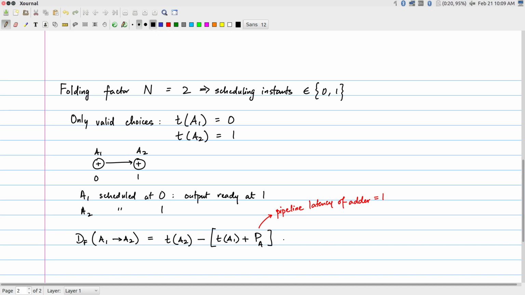And in addition, if there were actual delay tokens present on the edge between A1 to A2, then it gives me extra time. In other words, A2 is now dependent on one iteration earlier or two iterations earlier, or in general W iterations earlier output produced by A1. If A1 produces its first output at T of A1 plus PA, it would have produced the previous output at T of A1 plus PA minus N.